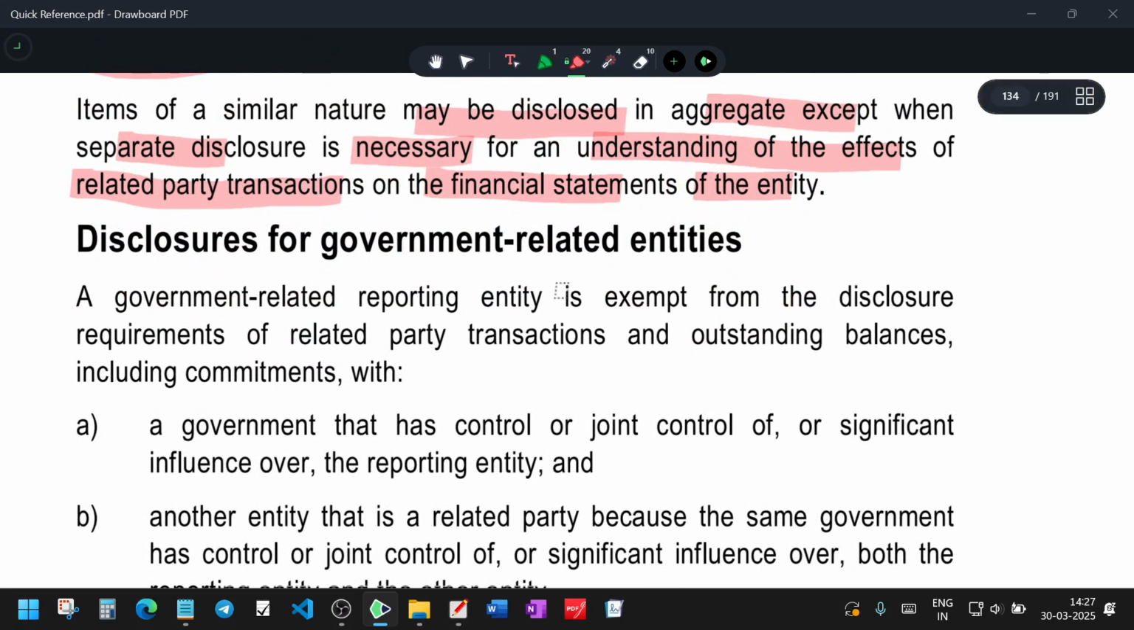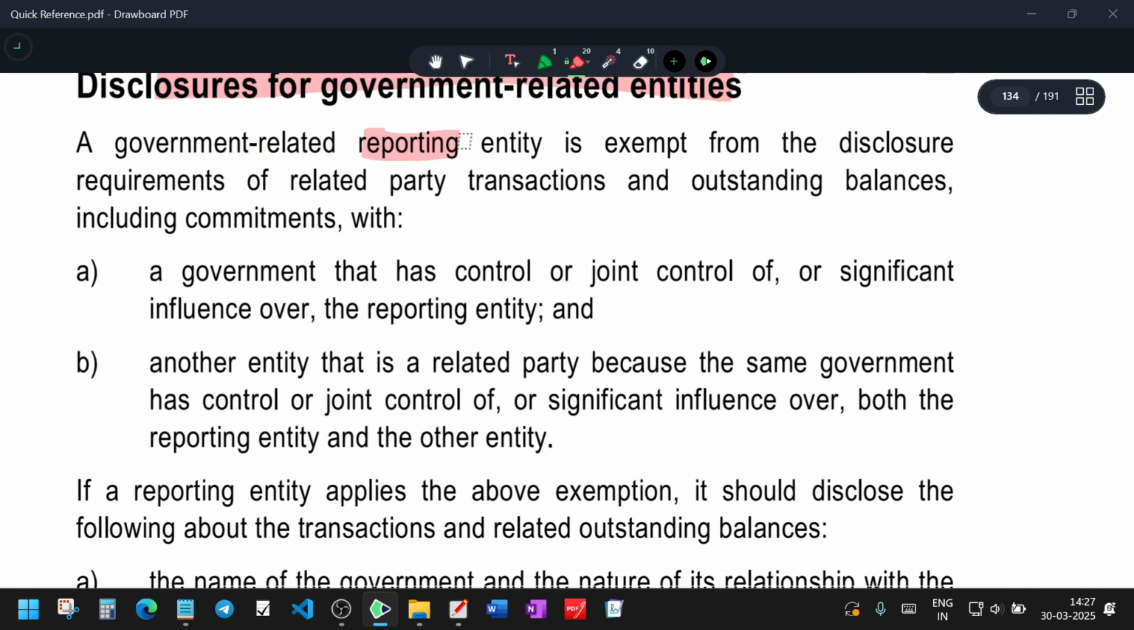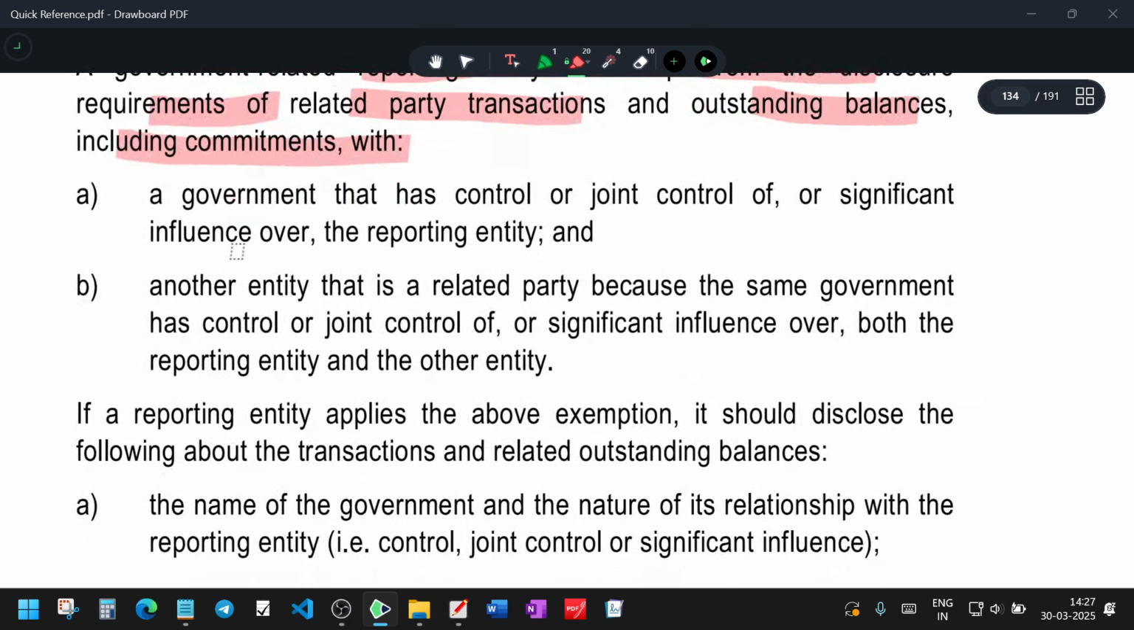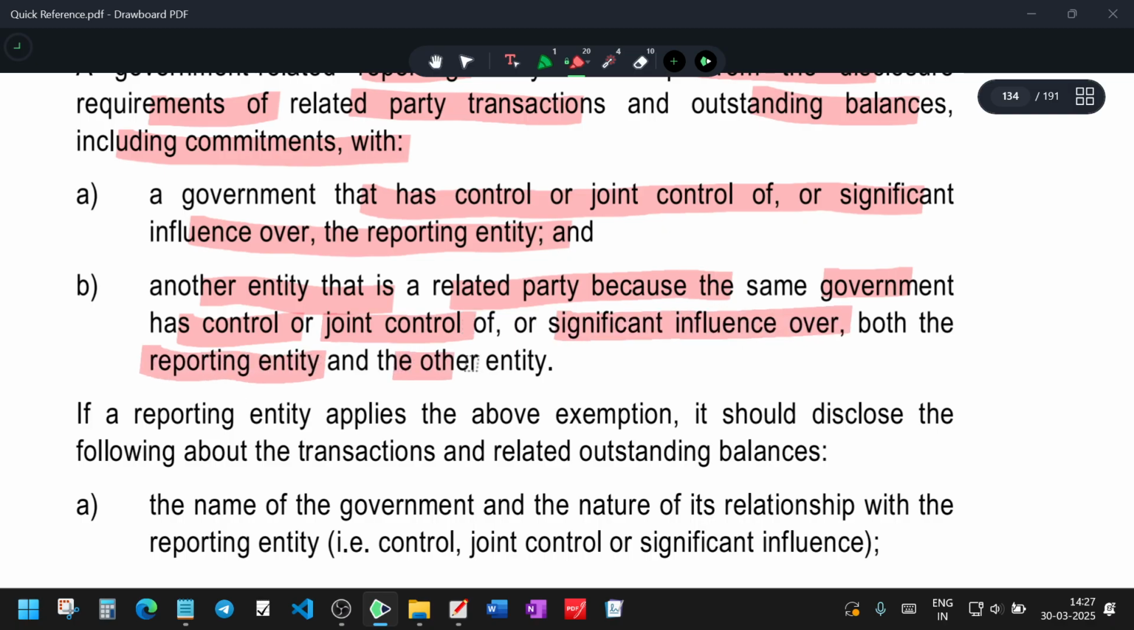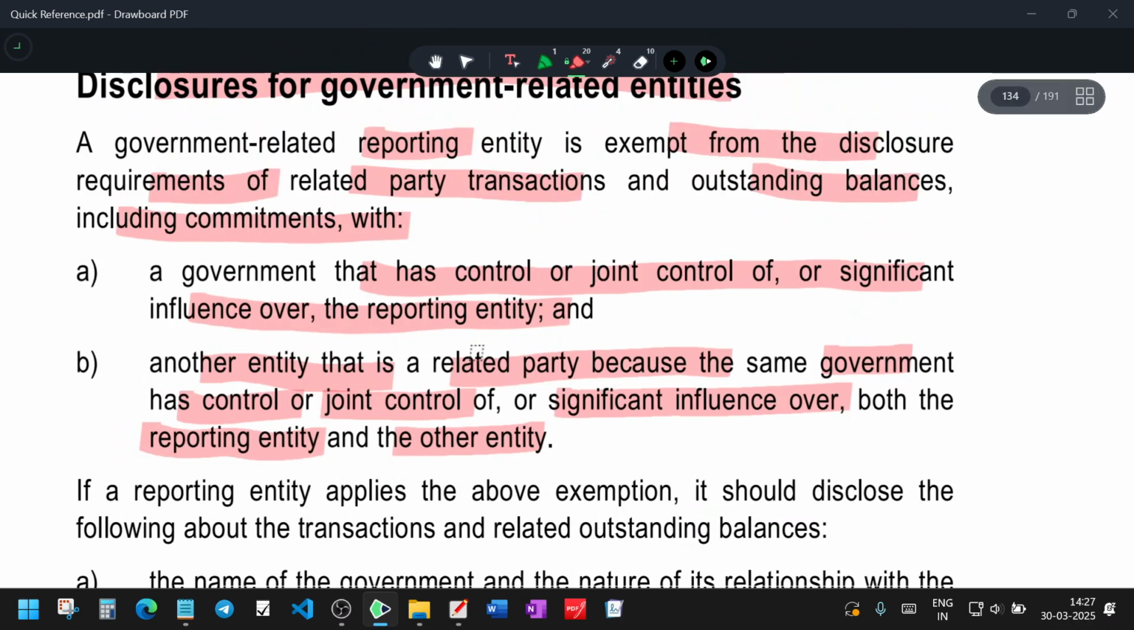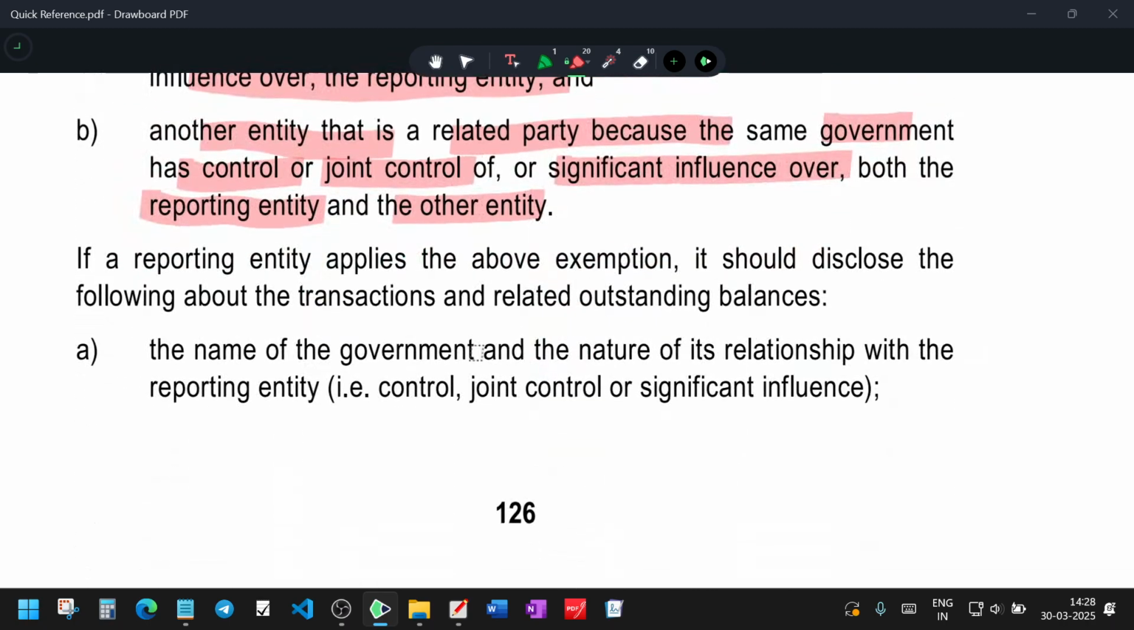Disclosure for government related entities: how do they need to disclose? A government related entity is exempt from the disclosure requirements for related party transactions and outstanding balances, including commitments, with a government that has control, joint control or significant influence over the reporting entity, and with another entity that is a related party because the same government has control, joint control or significant influence over both the reporting entity and the other entity. They are exempted from disclosing this. Why? If they disclose it, sensitive information may come out, and it is so confidential they can't disclose it. So they don't need to disclose.